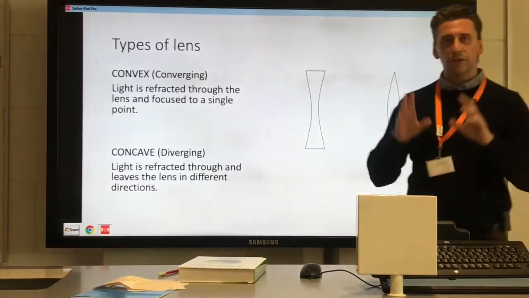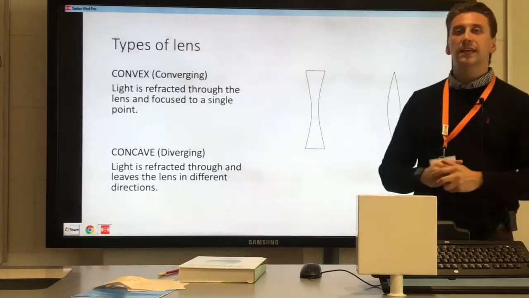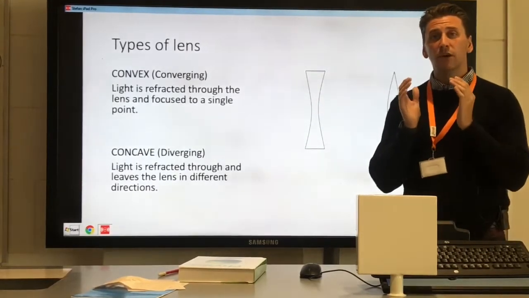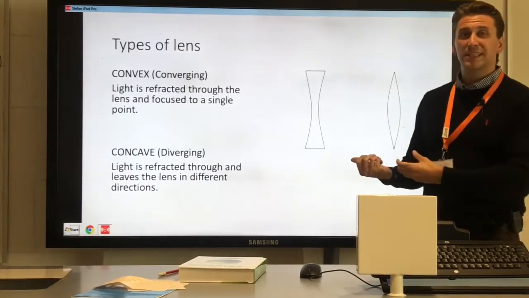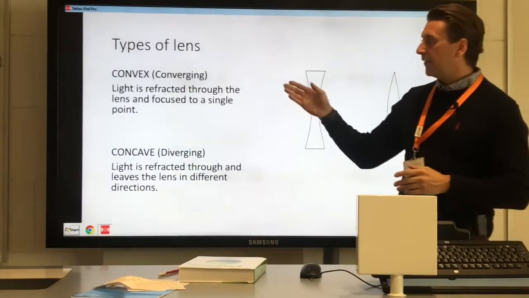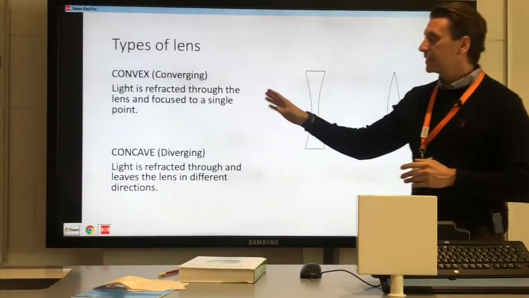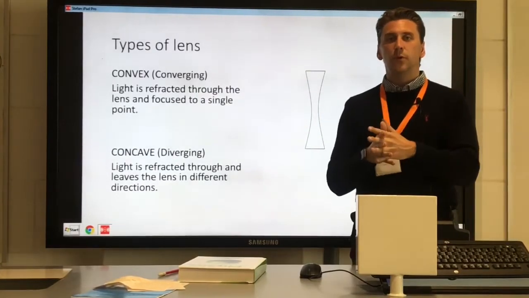So categorically there are two types of lens that we need to know about. One of which is called a convex lens, which actually has another name which is converging, and that name converging actually will make more sense when we see the diagram. So a convex lens, also known as a converging lens, and the definition is, for a convex lens, light is refracted through the lens and focused to a single point.